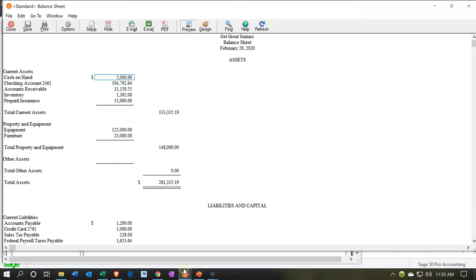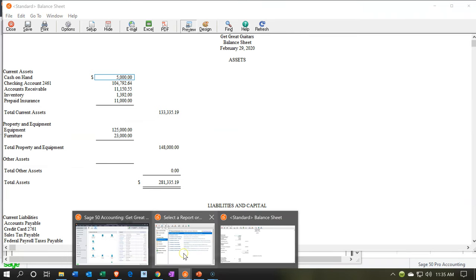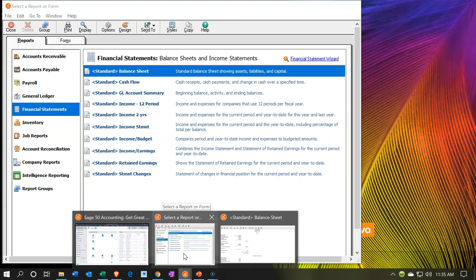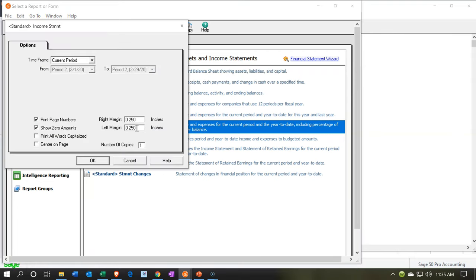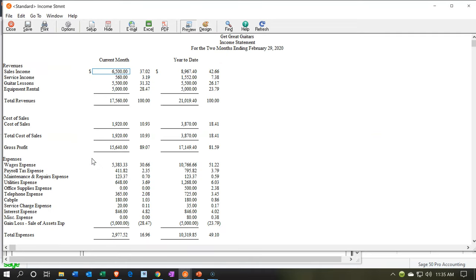Let's open up the income statement as well. So we'll go back over and open up the income statement, also for the month of February. I'm going to uncheck these ones so that it doesn't show those zero balances, because I don't need them. And so here we have it. Here's our income statement.